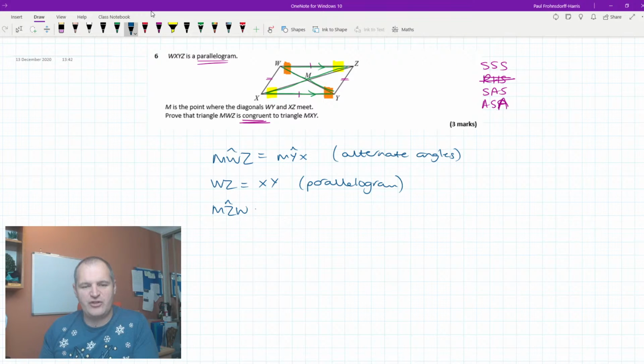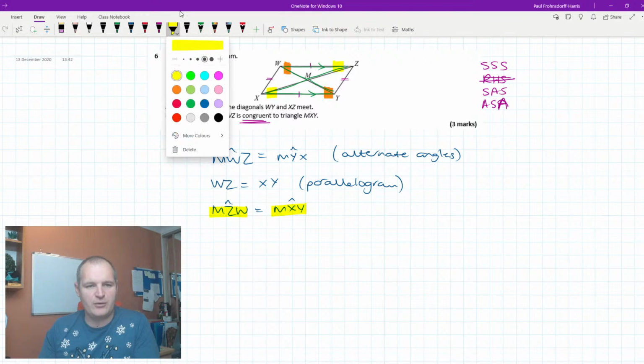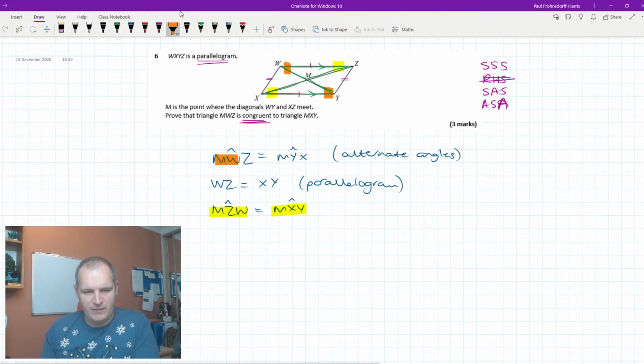MZW, which is the yellow ones now, and MXY. Now, if you don't like lots of letters, this is where you've got to really pay attention to what's going on. The yellow ones I've now marked in yellow. If anyone's colourblind, I do apologise. The orange ones I've marked in orange, but we have to say why, because they're alternate as well.